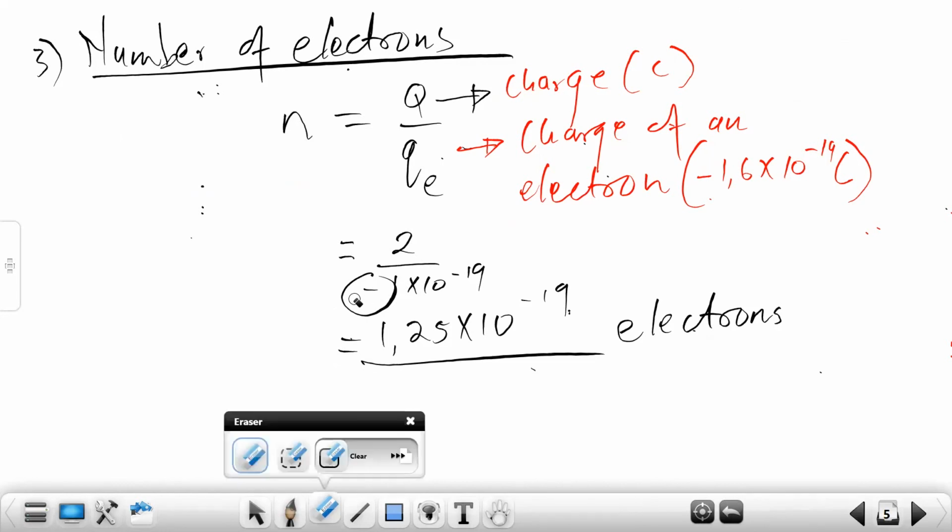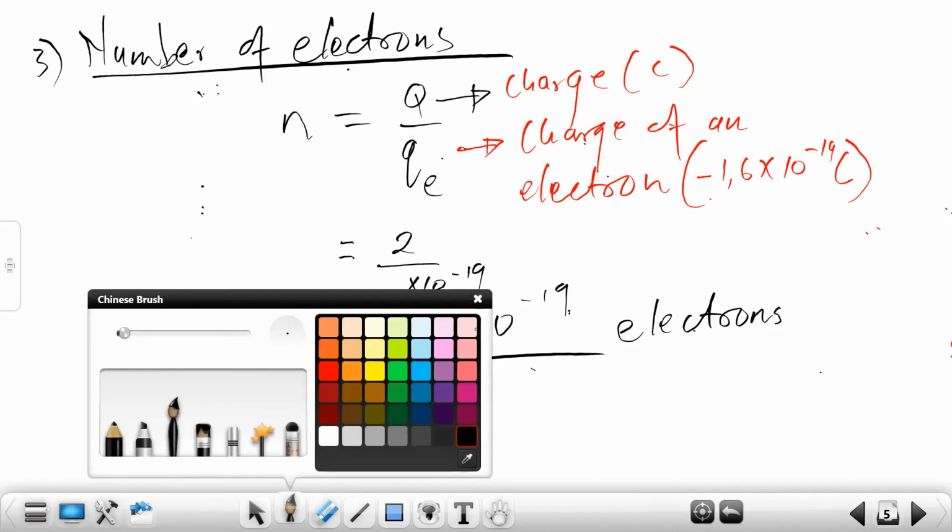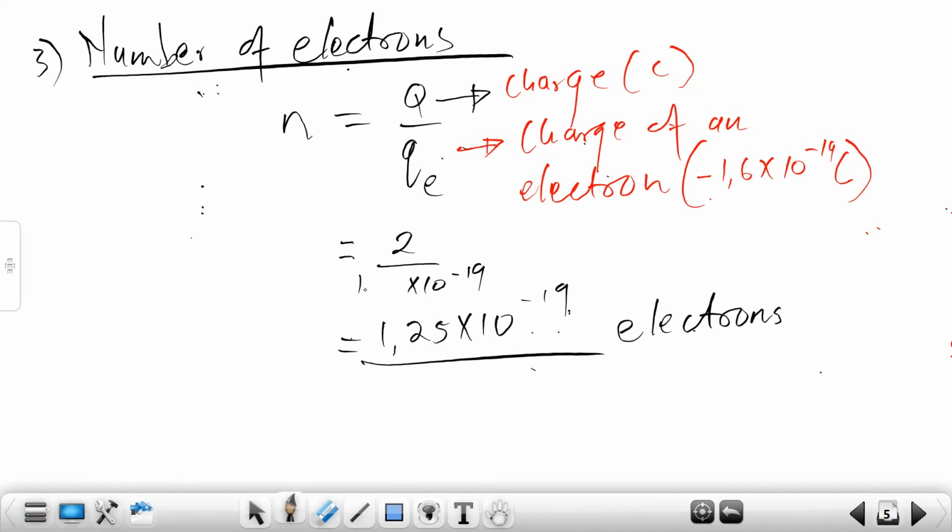And I must now show you that basically we don't need to have the negative. So it's 1.6 multiplied by 10 to negative 19. Then it will give us a clear understanding. It will give us clear information of saying this is the number of electrons we have.